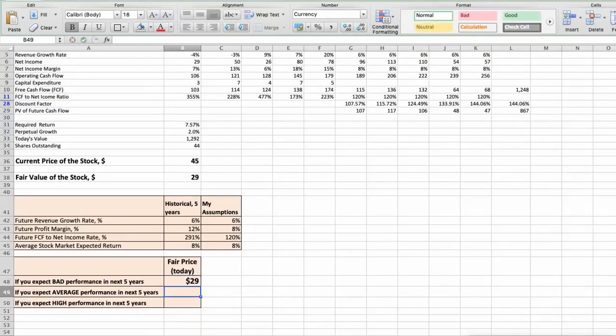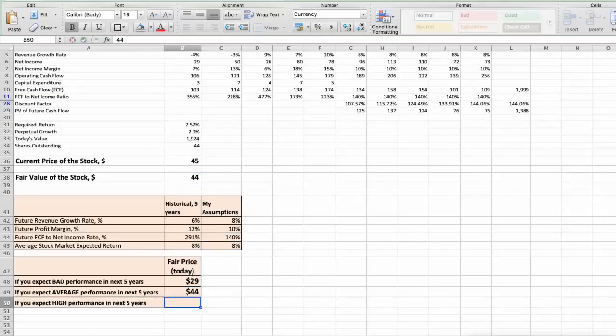Second scenario. Progress Software will have average performance in next 5 years, and we will use the following parameters in our calculation. Future revenue growth rate would be average, 8%. Future profit margin would be average, 10%. Future free cash flow to net income rate would be average, 140%. In this case, the fair value of the stock today would be $44.